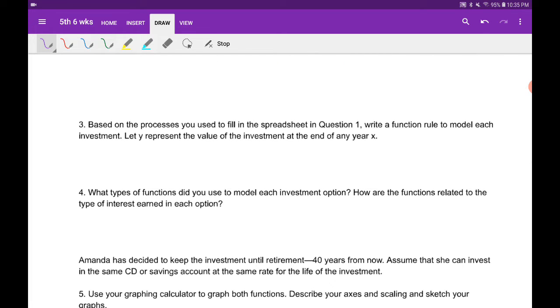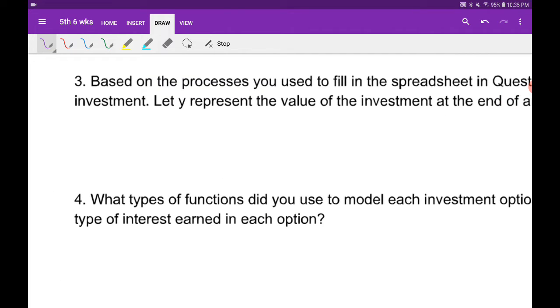Number 3, based on the process. Okay, so basically talking about what the function rule is. We kind of talked about it. So I'm going to talk about number 3. We have our CD, right? Let's look at the CD, which stands for certificate of deposit.